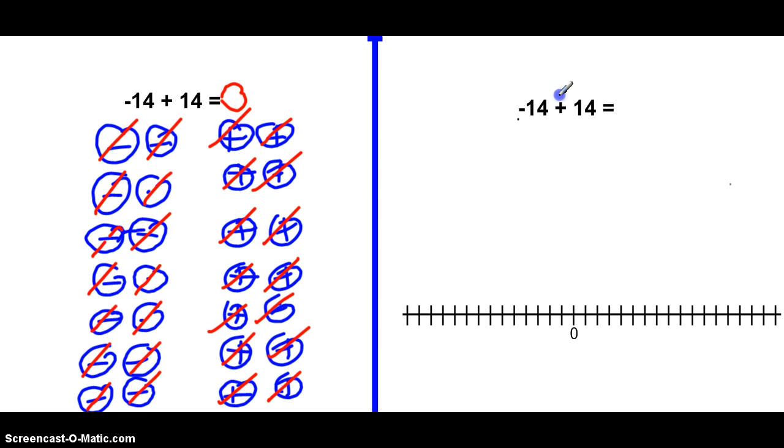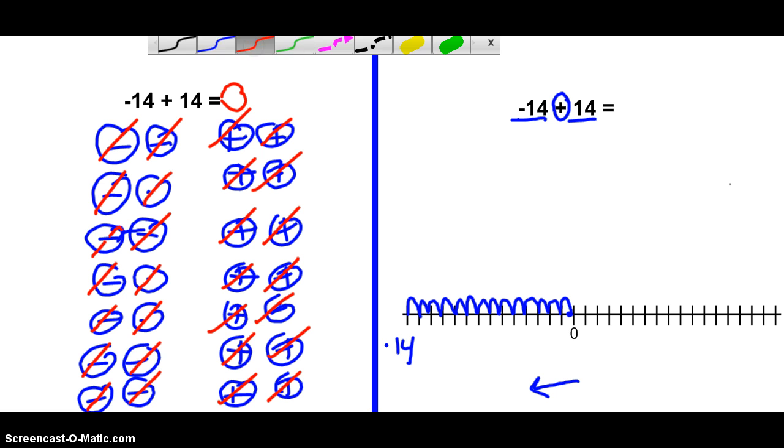When we do it on the number line, we're adding a negative 14 and a positive 14. So the first number is a negative 14. We're going to look this way and walk to 14 in the negative way. 1, 2, 3, 4, 5, 6, 7, 8, 9, 10, 11, 12, 13, 14.